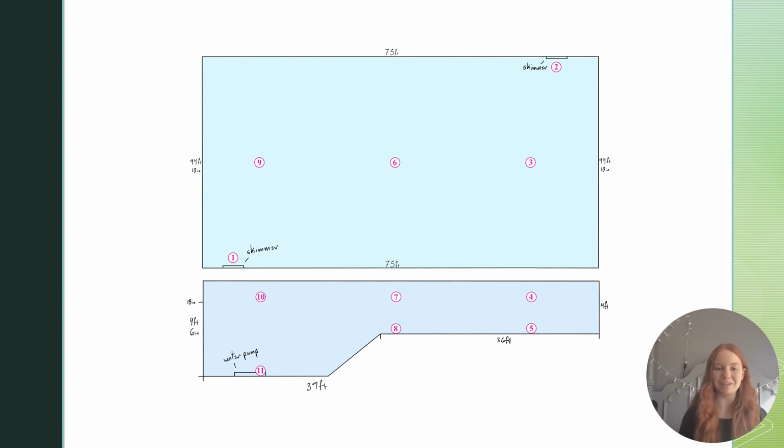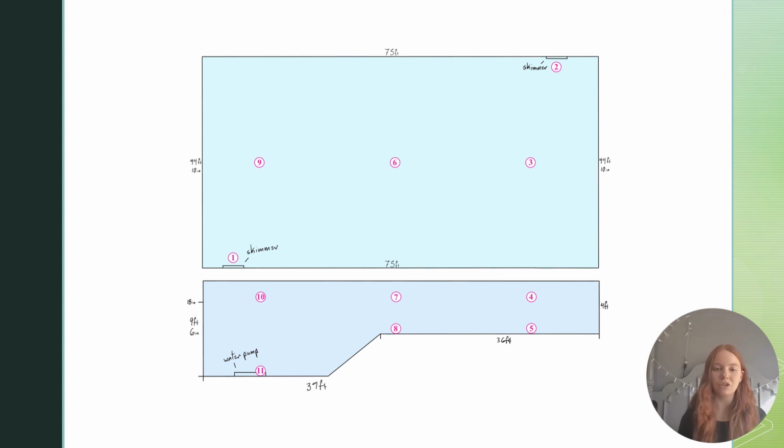Today's experiment, we will be determining which locations of the pool have the highest and lowest amounts of combined chlorine. This will help us learn which directions the water filters are moving the chlorine, and which areas have the greatest and least amount of distribution.